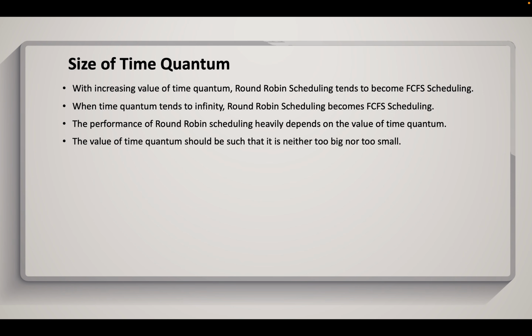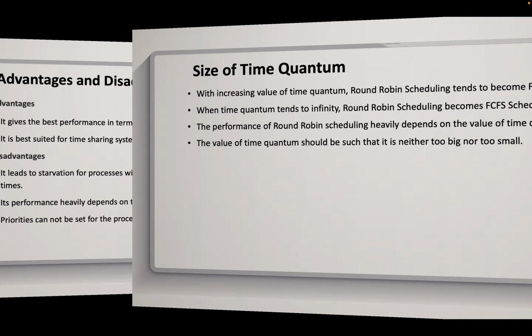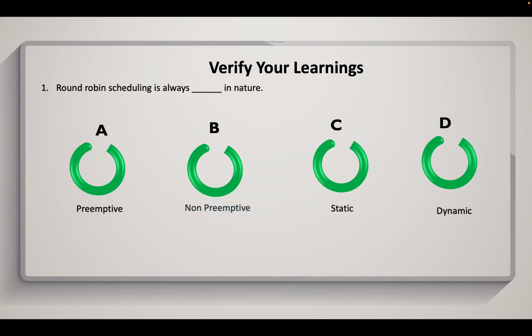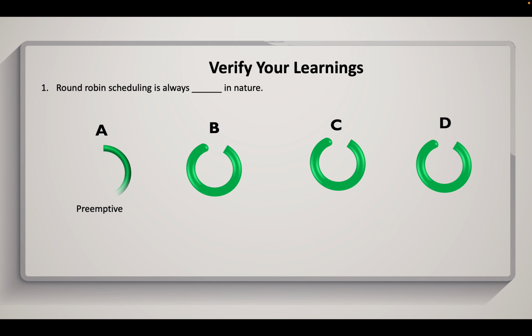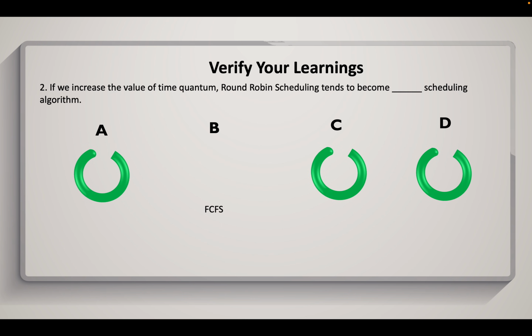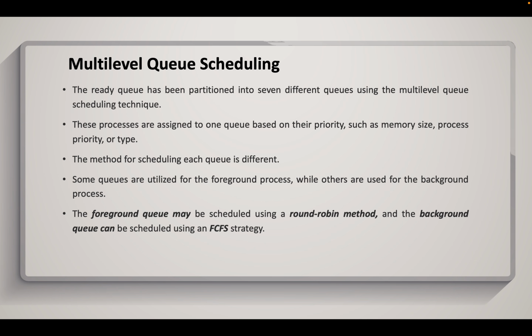The round robin performance will be either better or worse. That is explained here as advantages and disadvantages. Round robin scheduling is always preemptive in nature. If we increase the value of the time quantum, round robin scheduling tends to become FCFS. Suppose the time quantum is very big, say 100, then obviously it will be equal to FCFS.